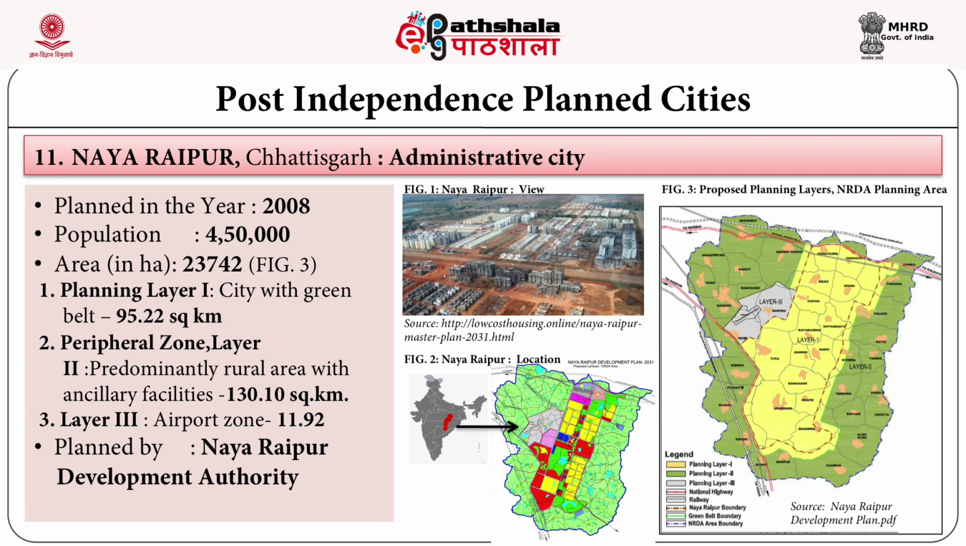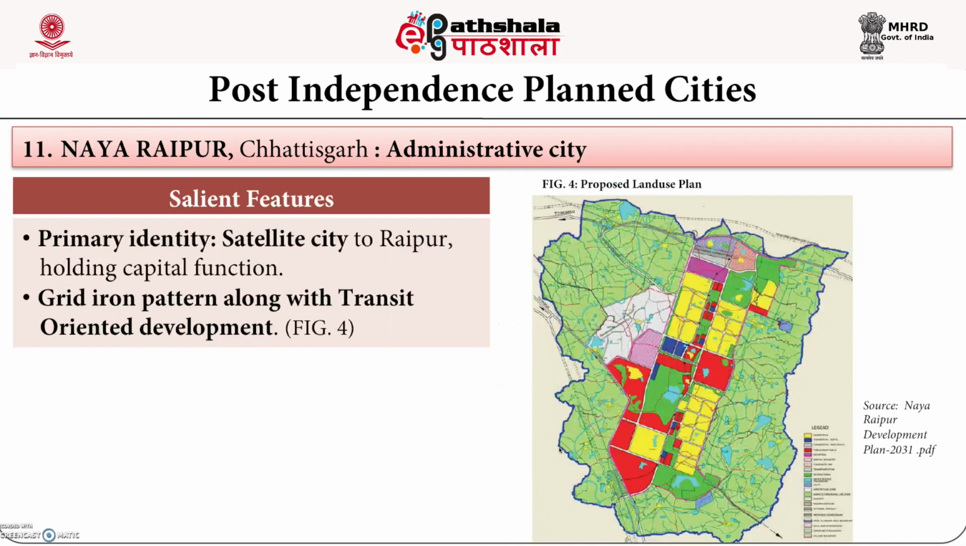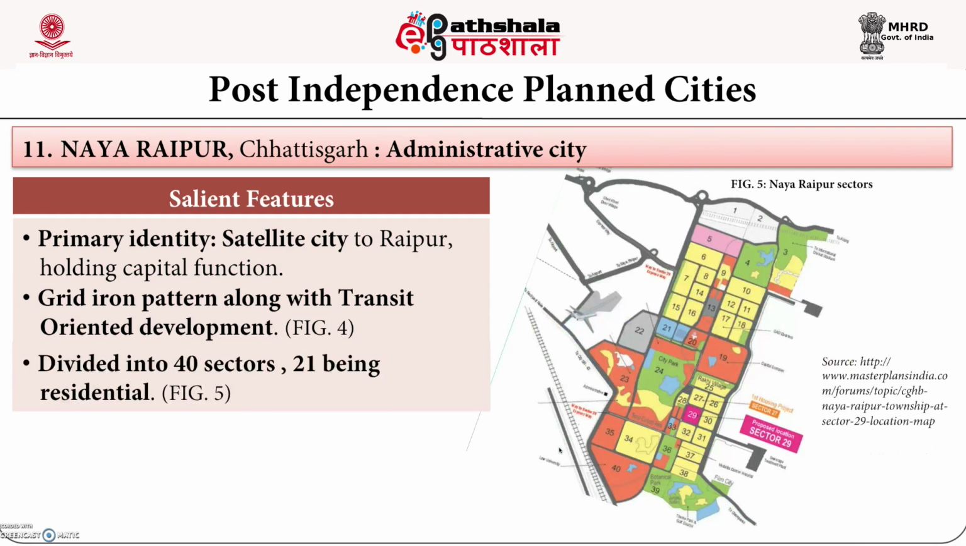In the Naya Raipur plan, as you can see, the development is in the center with a peripheral green belt, and the salient feature of this plan is that it is again a gridiron pattern along with transit-oriented development. Now, Naya Raipur was planned as a satellite city to Raipur, holding the capital function. There are 40 sectors in Naya Raipur, and 21 are residential, which can be seen in this drawing.